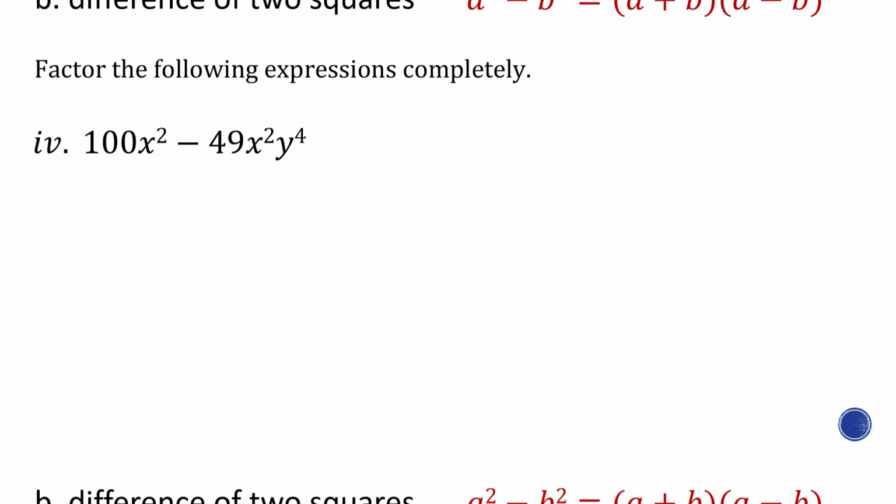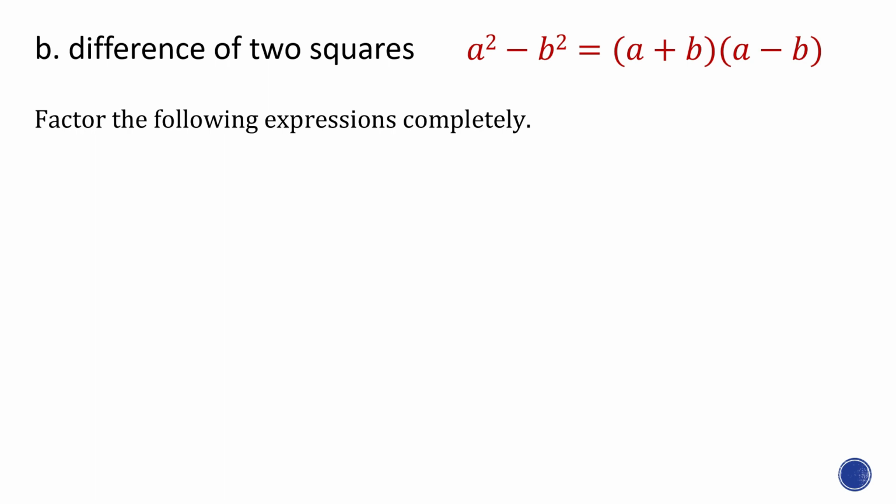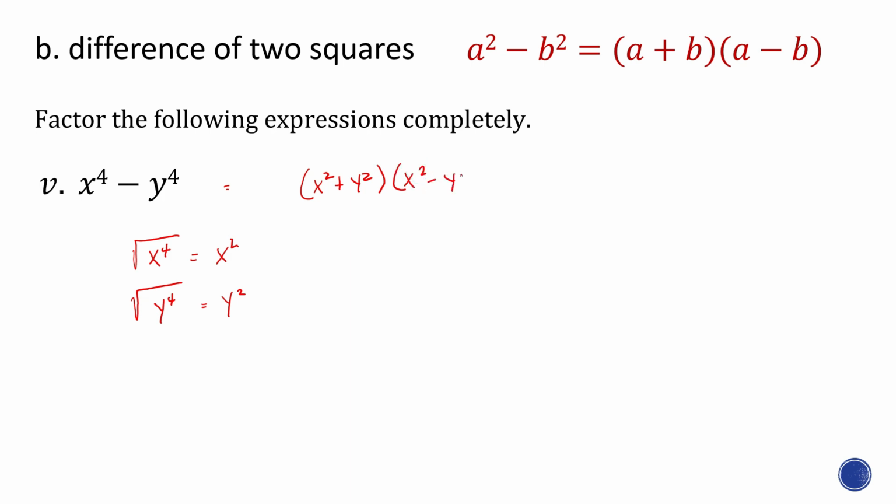All right, let's go to the next one. I think this is the last one, x raised to 4 minus y raised to 4. There is no numerical coefficient. This is interesting. Let's find the square root of x raised to 4. Again, you divide the exponent by 2. That gives you x squared. Then this is y raised to 4, and the square root of that is y squared. So our a is x squared and our b is y squared. So this is equal to x squared plus y squared times x squared minus y squared.